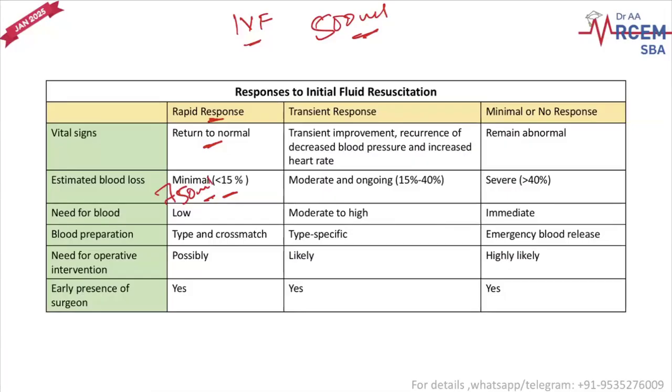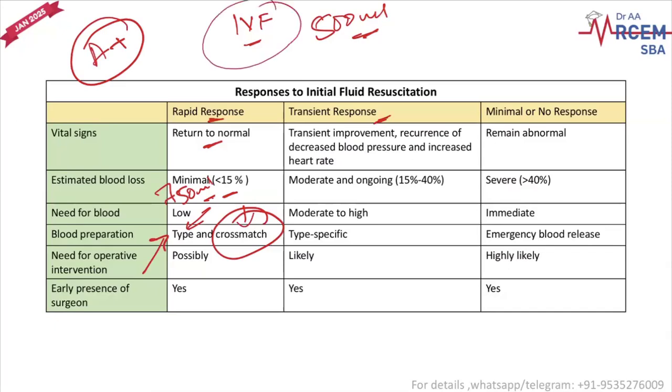So in these patients, if you want to do a blood transfusion, make sure it is type specific and cross matched blood. For example, if it is A positive, you give A positive blood itself, which is cross matched. Then there is a transient response. You give IV fluids, the blood pressure picks up to around 95, then again falls down to 85. That means there was a transient increase in the blood pressure.